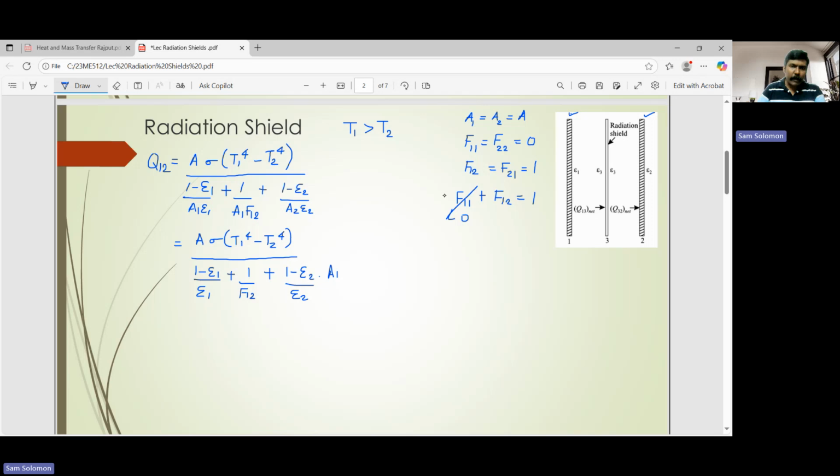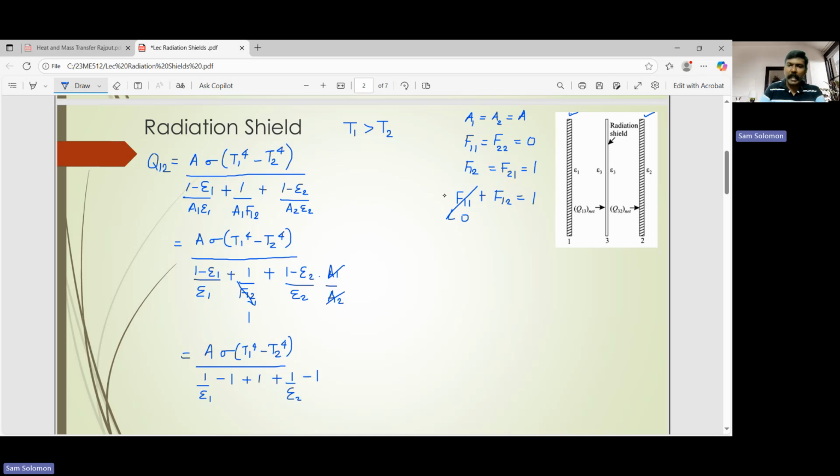Okay, so now A1 and A2 are the same, so I can cancel this. And your F12 is equal to 1, so that leaves this term as 1. And this 1 minus epsilon 1 by epsilon 1 can be written as 1 by epsilon 1 minus epsilon 1 by epsilon 1, which is minus 1. So what we get here is A times sigma T1 power 4 minus T2 to the power 4 whole divided by 1 by epsilon 1 minus epsilon 1 by epsilon 1, that is minus 1. Then you already have a plus 1. Then plus 1 by epsilon 2 minus 1.